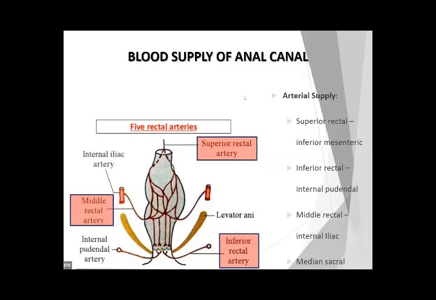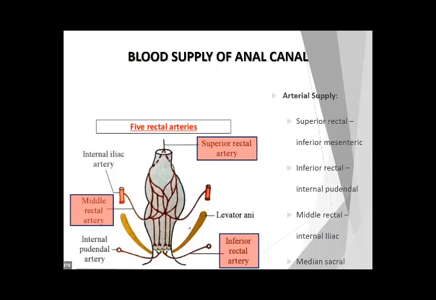Arterial supply. Here, five rectal arteries are written, and there is one median sacral, so six in total. You have a superior rectal artery, which is simply a continuation of the inferior mesenteric artery, through the sigmoid branches, to the superior rectal artery. Then you have the inferior rectal arteries. These inferior rectal arteries are simply branches of the internal pudendal arteries.